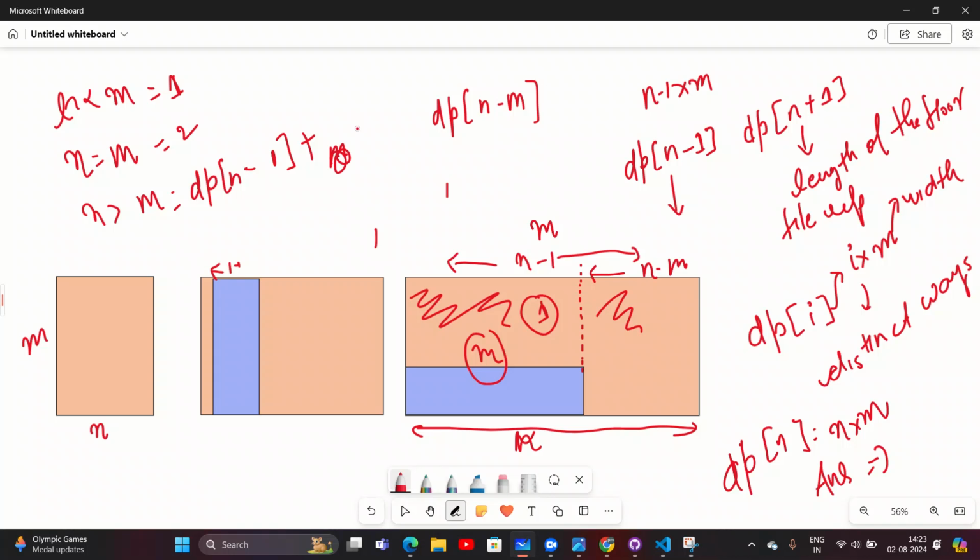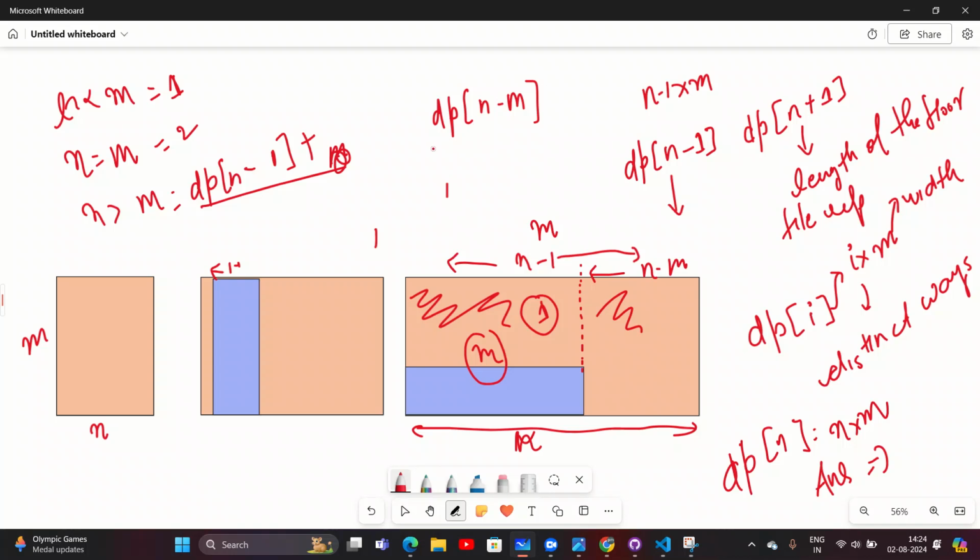So the total number of ways will be dp of n minus 1, that is if we place the first tile in a vertical fashion, plus, if we place our tiles in a horizontal fashion, dp of n minus m. So dp of n minus 1 plus dp of n minus m will be the total number of ways when the length of the floor is greater than the width of the floor. So this was it for the solution. Now we will return dp of n, which will hold the answer: when our floor has a dimension of n cross m, the distinct number of ways in which we can tile up that floor.